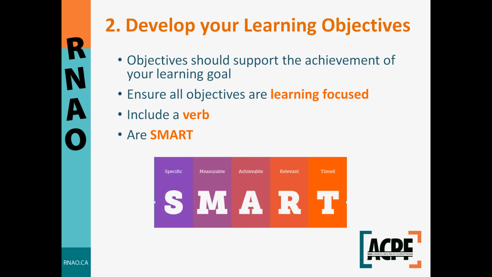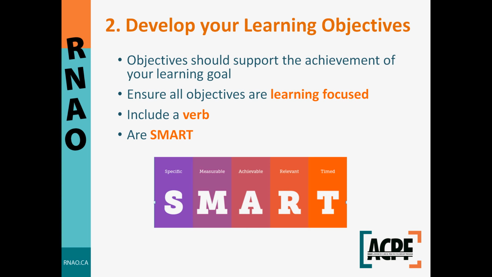And all learning objectives should include a verb or action word. I'll give you some examples in a minute. Use the acronym SMART to make sure that your objectives are well written. SMART stands for specific, measurable, attainable or achievable, realistic, and timely. And an objective that follows SMART is more likely to succeed because it helps you know what you need to achieve and how to measure completion.